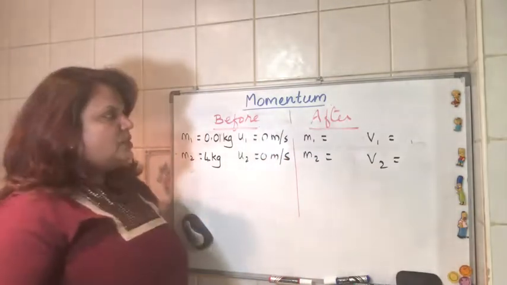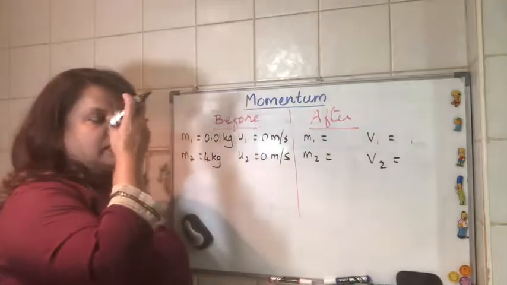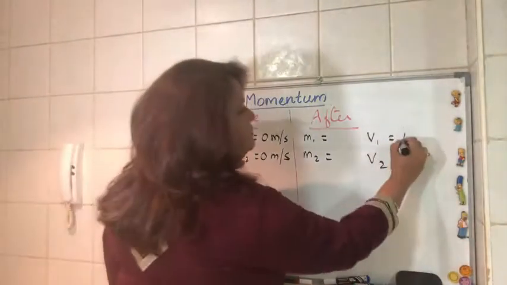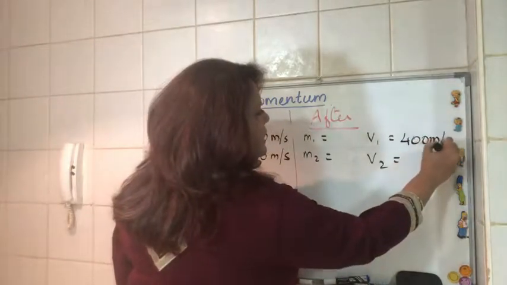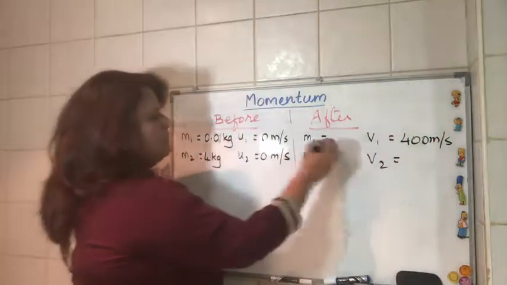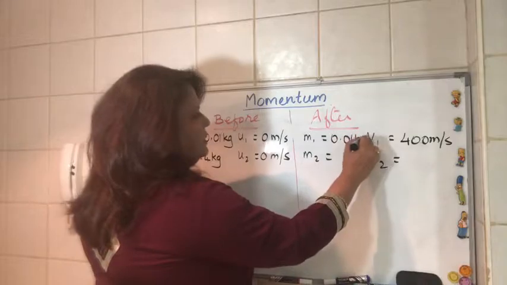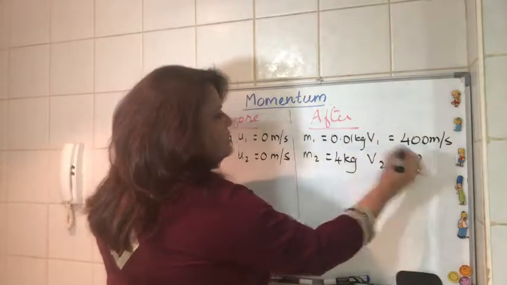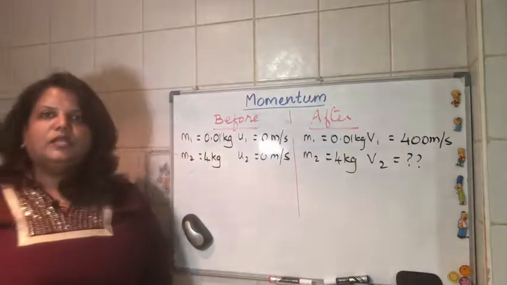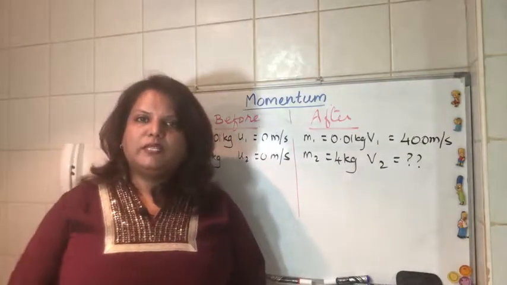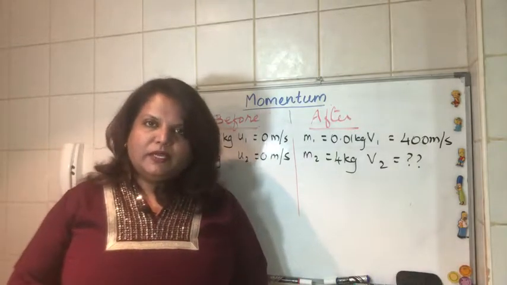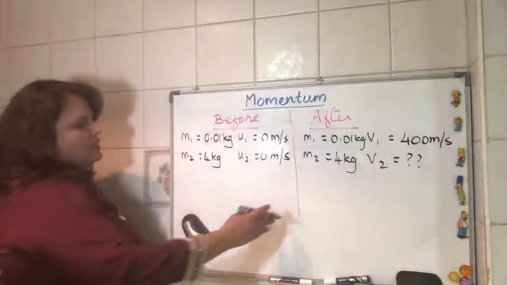Now, after collision or after impact, the bullet is traveling at a velocity of 400 meters per second. Now, what will its mass be? It will still be the same, 0.01 kg. The rifle remains the same, 4 kg. Now, the question is, what is the recoil velocity v2? In this question, it's an example question, the recoil velocity is given, but it may not always be specified in the question.